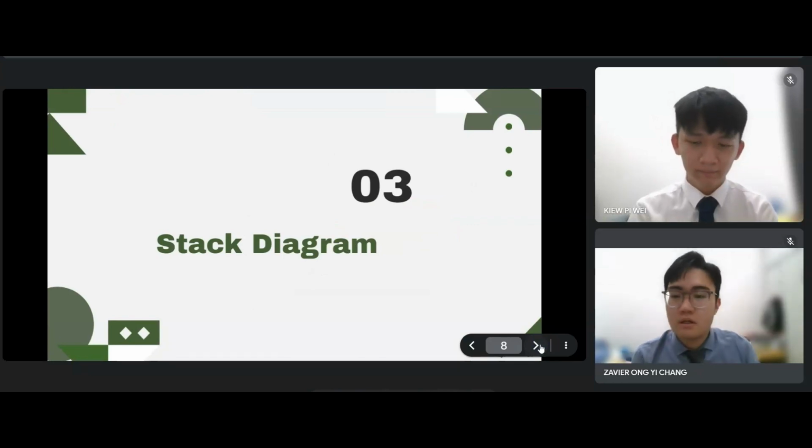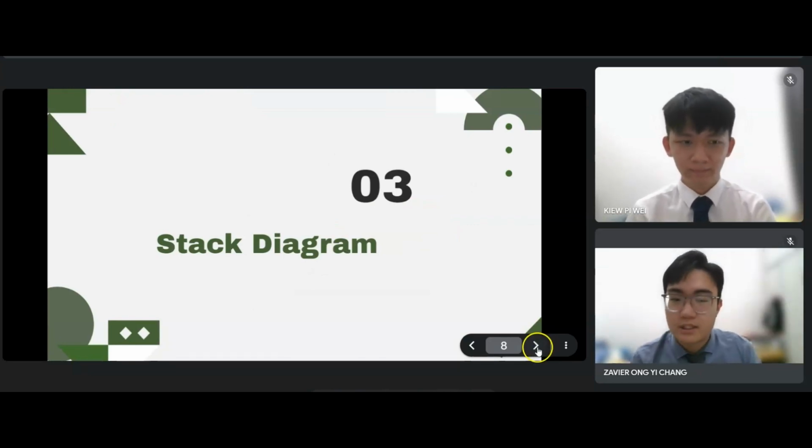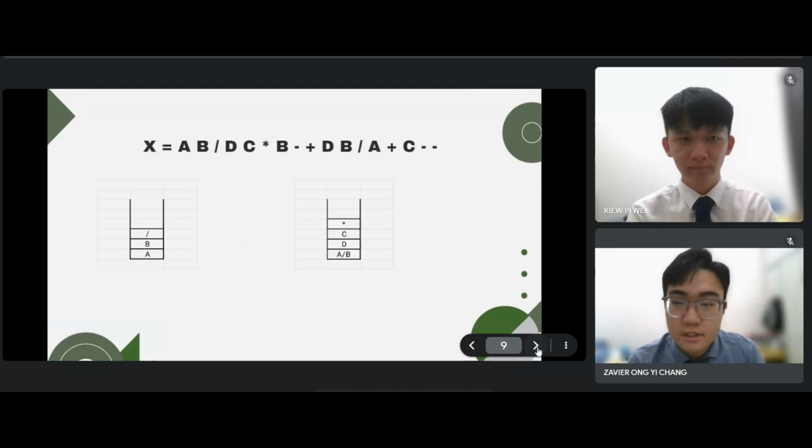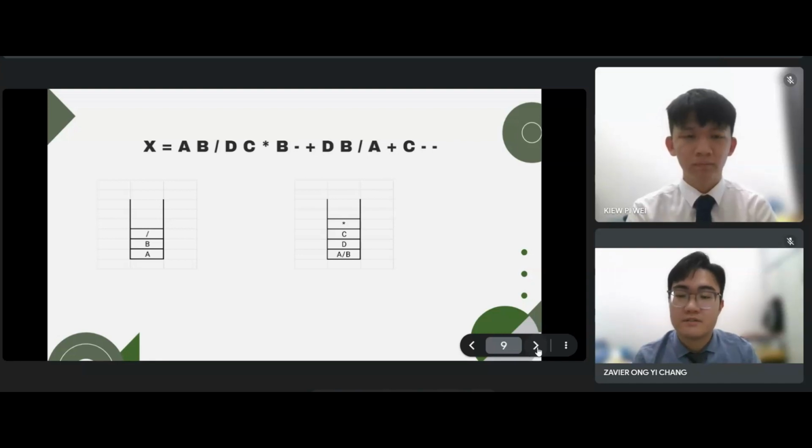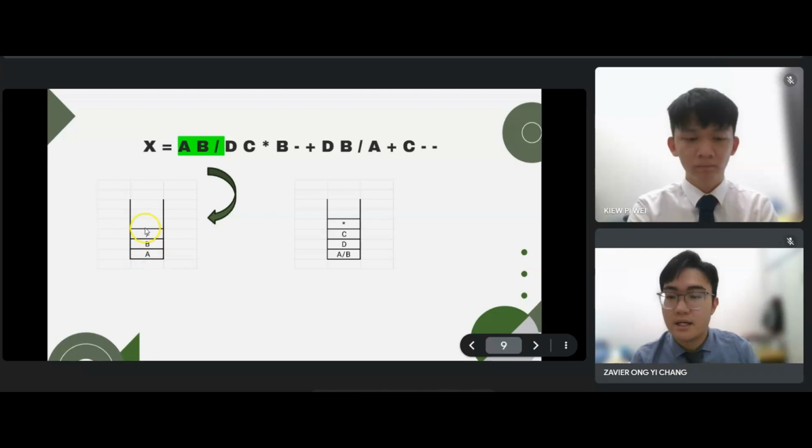Okay, Miss. So now I will begin my part, which is the stack diagram. As you can see, just now PA did the postfix notation, which is x equals AB divide DC multiply B minus add DB divide A plus C minus minus. The first step, we need to include the AB divide inside the diagram, which is A, B, and divide. The second step is D, C, and multiply.